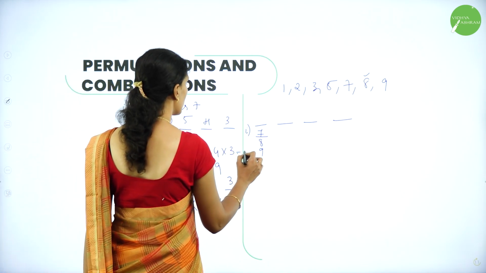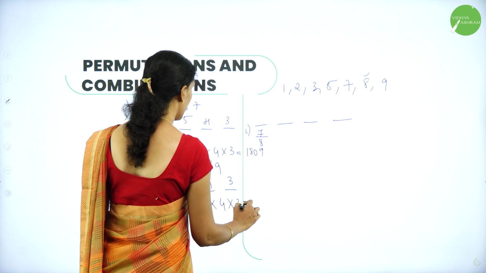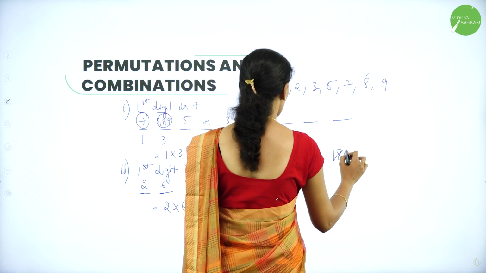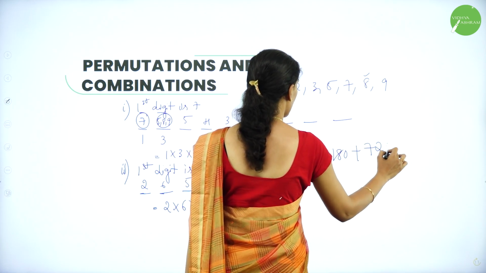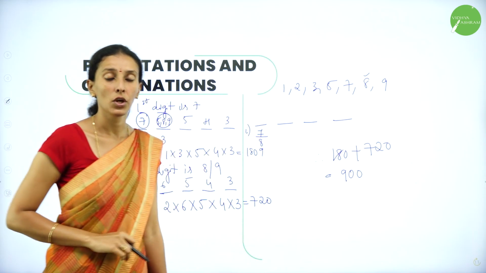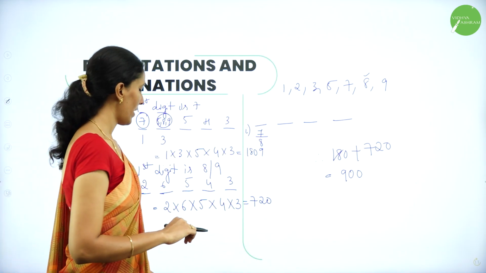So here it is 180 and here it is 720. So therefore my total numbers is 180 plus 720, that is equal to 900. So we can form 900 numbers which are greater than 75,000.